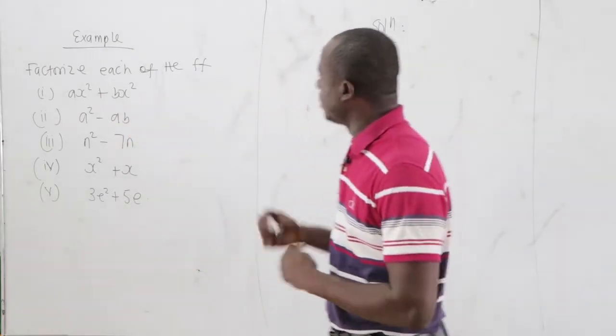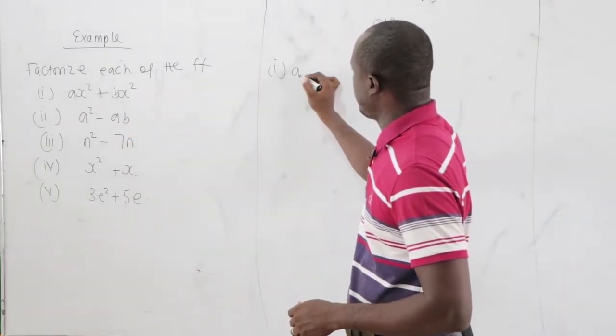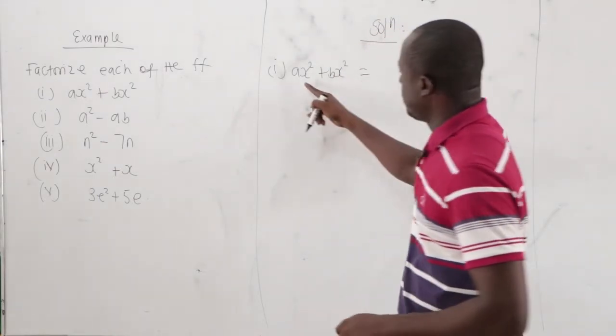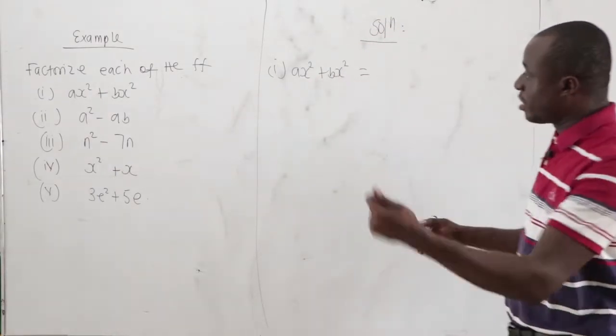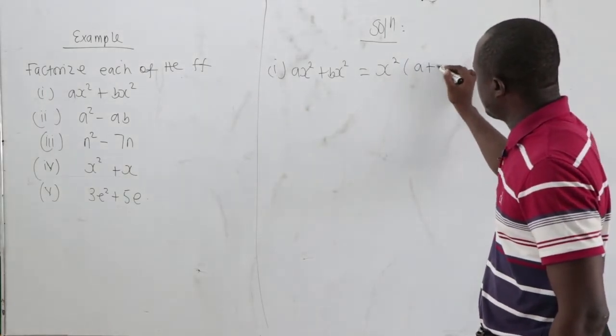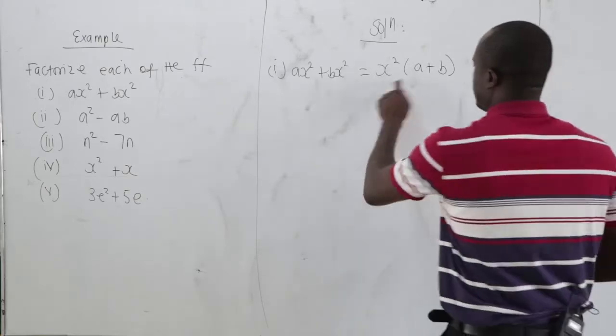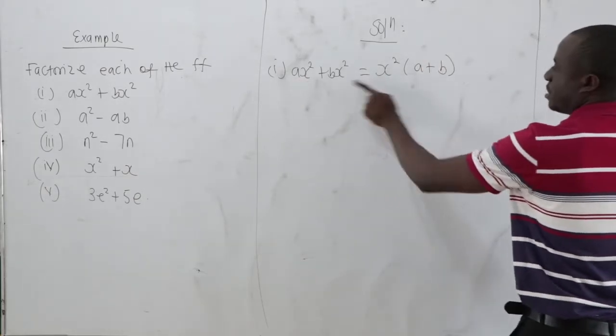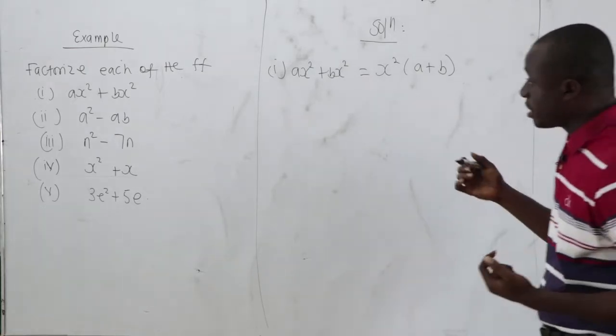Factorize each of the following. The first one, we have ax squared plus bx squared. Here x squared is common, so we can bring the x squared out, and we have a plus b. So x squared times a gives us ax squared, and x squared times b gives us bx squared, because x squared is common.